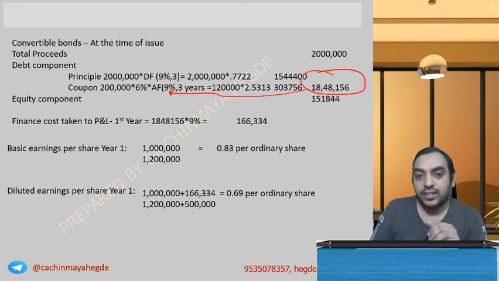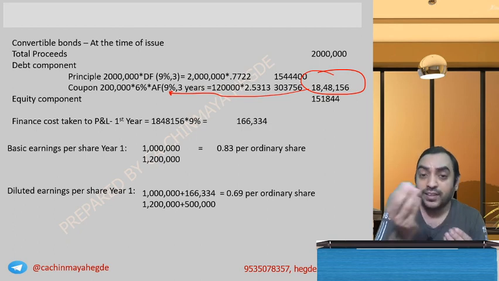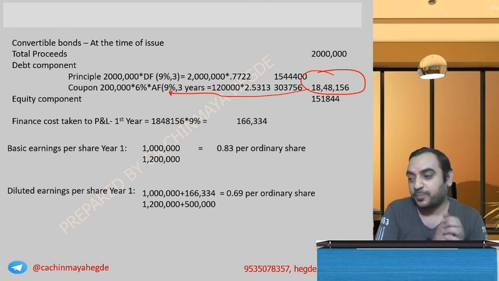Liability is carried at amortized cost. On the amount of the debt component, interest is taken to P&L. So many tables we have prepared.